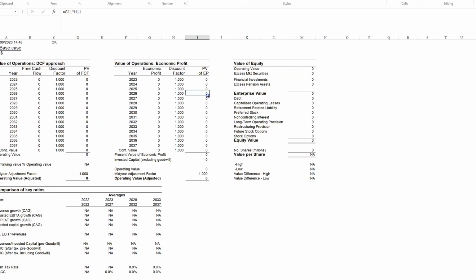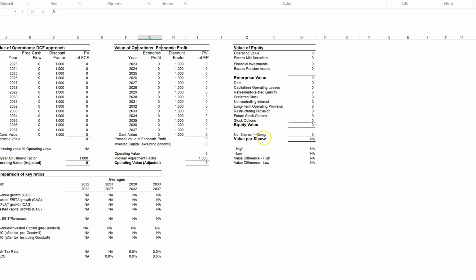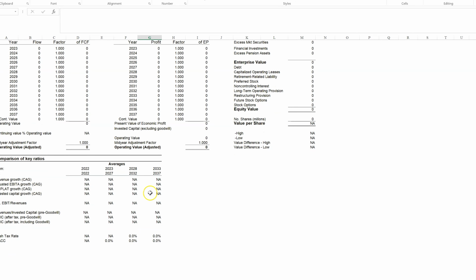The present value is already built into this stuff. We would calculate my WACC, it would input everything, it would give me the valuation based on a DCF approach, based on an economic profit approach. It would give you the value of the equity and the value per share. All of that would be automatic.